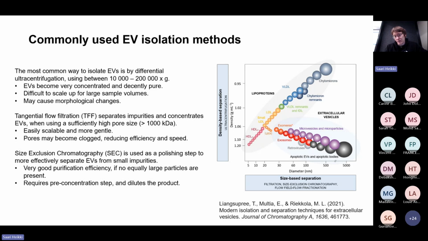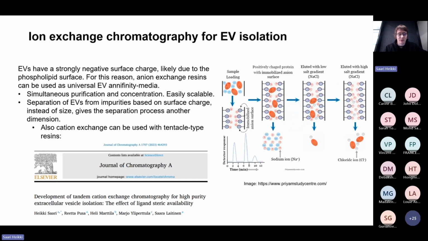So from this figure, there's a comparison of physical properties of lipoproteins and extracellular vesicles. You can see that there's a lot of overlap between EVs and most lipoprotein species, both in size and density. So based on this, it might not be feasible to separate EVs from lipoproteins, which are present in blood in much higher concentration than EVs are. So because of these reasons, we are interested mostly in using ion exchange chromatography to isolate EVs from blood products.